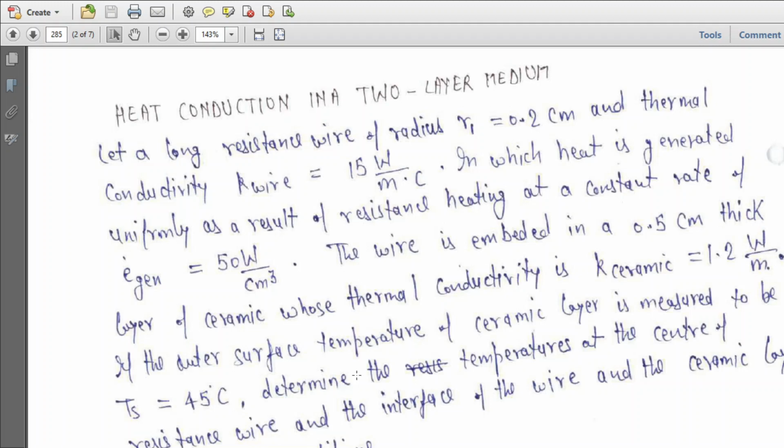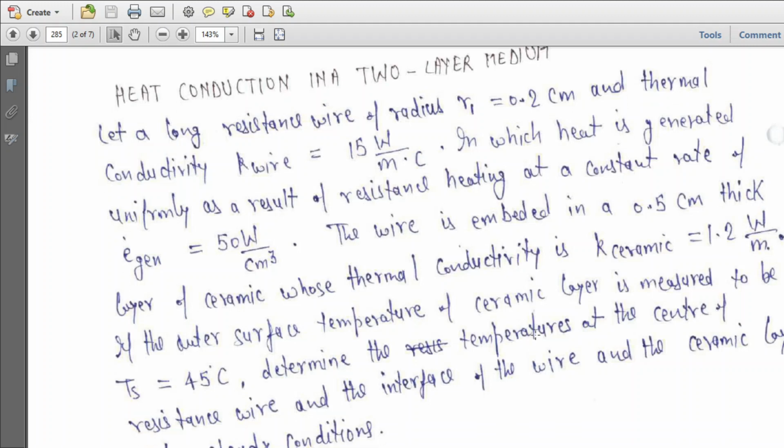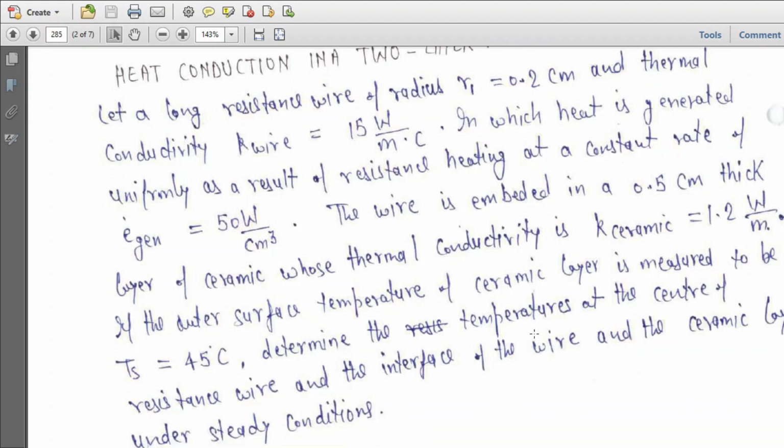If outer surface temperature of ceramic layer is measured to be Ts equal to 45 degrees Celsius, determine temperatures at the center of resistance wire and the interface of the wire and the ceramic layer under steady state conditions.